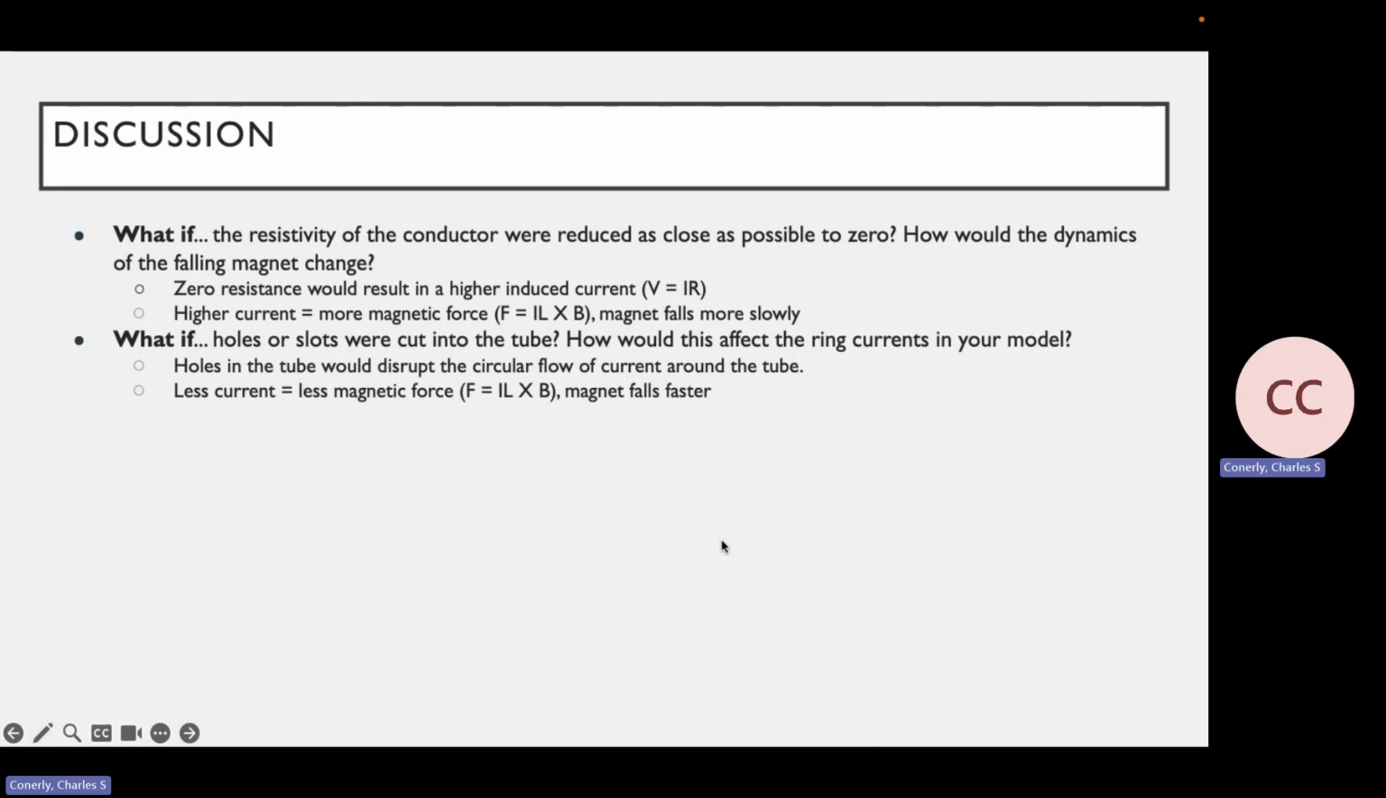And there also might be some issues with air resistance and airflow throughout the tube that could cause some changes.